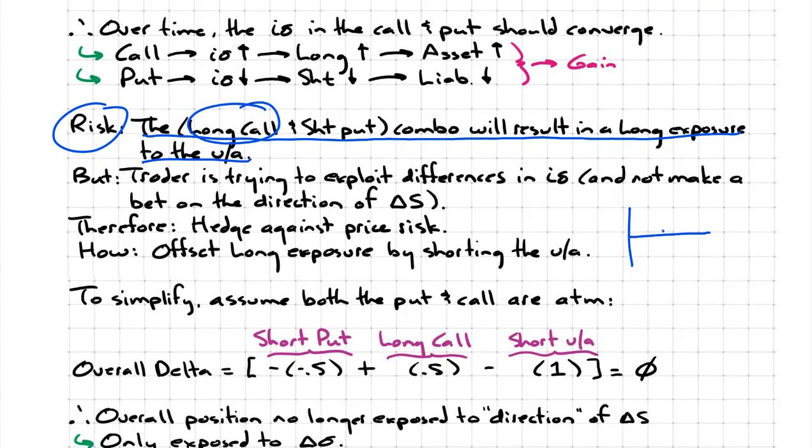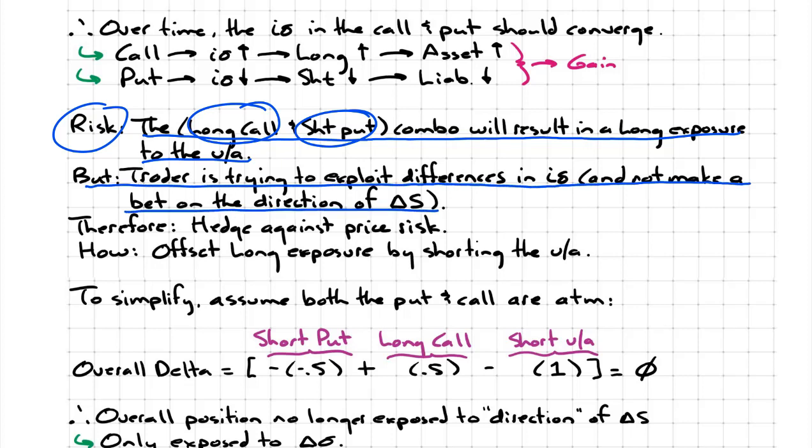When you long a call, here's the profile for a long call. When you short a put, here's the profile for a short put. But ladies and gentlemen, that's the same thing as having a long exposure to the underlying asset. So now you're exposed to the directional movement in the price of the asset. But the trader is only trying to exploit the difference in implied volatility and not make a bet on the direction of the movement in the price of the underlying asset.